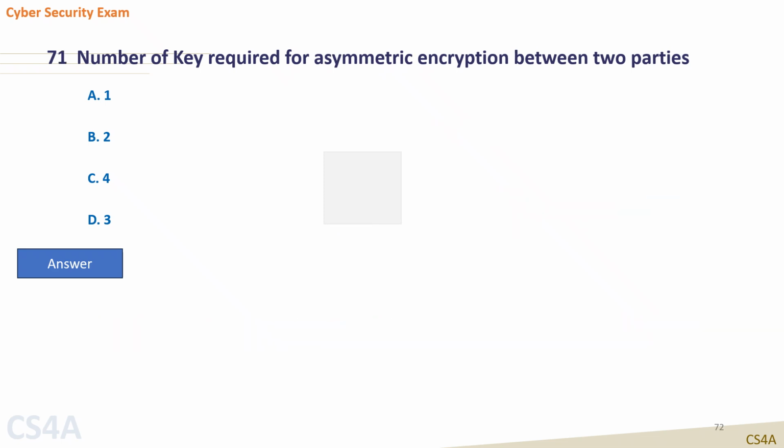So here the question is, the number of keys required for asymmetric encryption between two parties. So what is asymmetric encryption? It uses two keys for data transmission: one key is used for encryption and another key is used for decryption. So the question says two parties communicate using asymmetric encryption. What is the number of keys required? Since it is asymmetric encryption, both parties need a key pair, one public and one private key for each party. So the answer is C, 4.